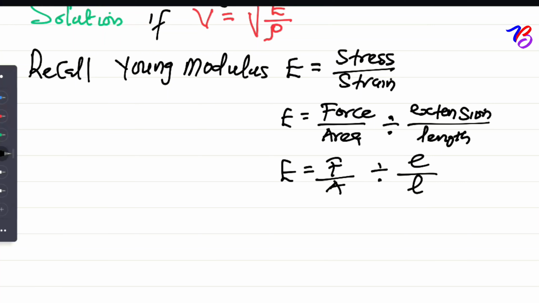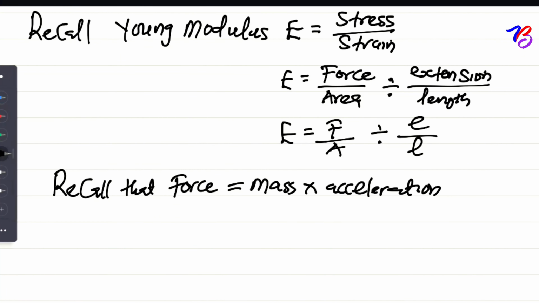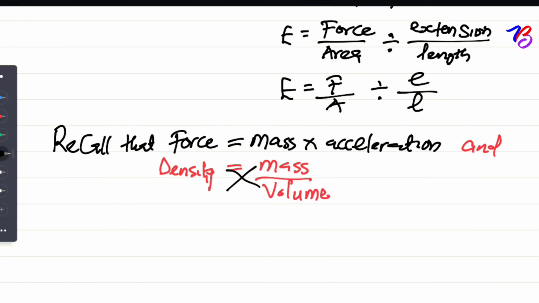Are you here? Now, we want to connect this together and bring in velocity and also bring in density into this. Now, recall that force is equal to mass multiplied by acceleration. Are you here? Next. Now, also recall that density is equal to mass over volume. Are you here? Mass over volume. So we want to cross multiply, make mass the subject of the formula, so that mass is equal to density multiplied by volume. I hope you are following. We'll substitute that into the formula of Young modulus. Are you here? Let's proceed.